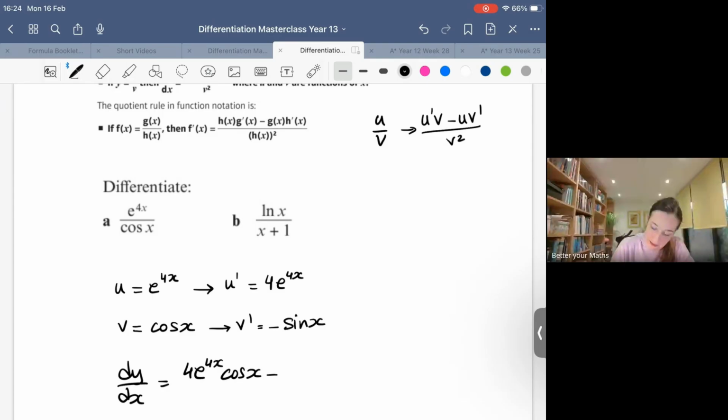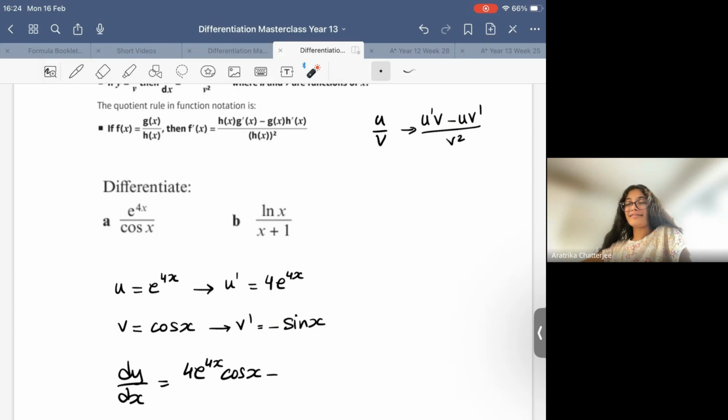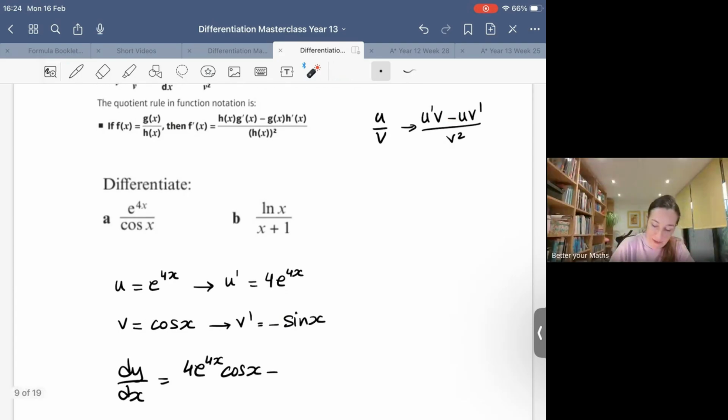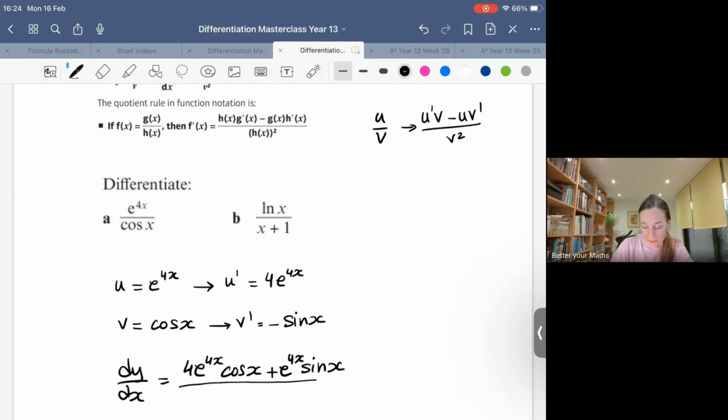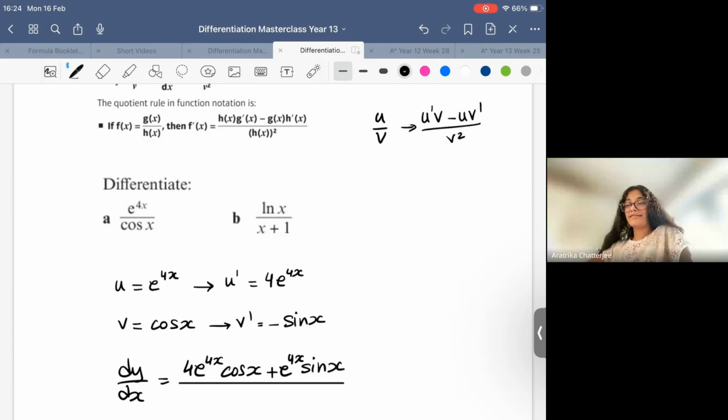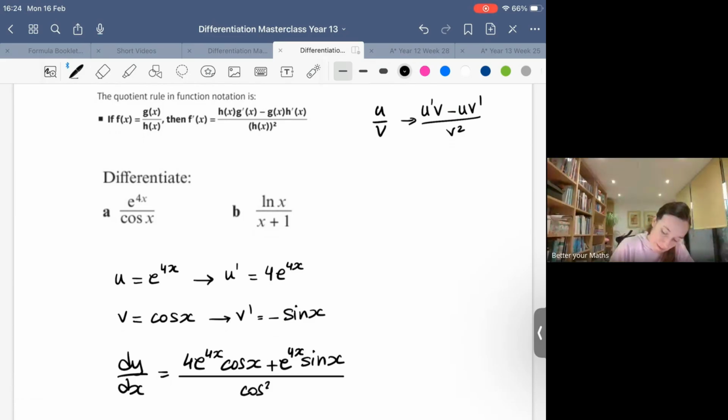Careful with the signs. Oops. Is it a plus? It's a plus because we have a minus here and a minus here. So plus, and I'm going to put the e to the 4x at the front. It doesn't matter, but if not, it looks like it's inside the sine. And in the denominator, cos squared x. Perfect. That's it. Yeah, so it's very simple to apply. One is u, one is v. Sometimes it's difficult to differentiate whatever we have here, but it's unlikely.